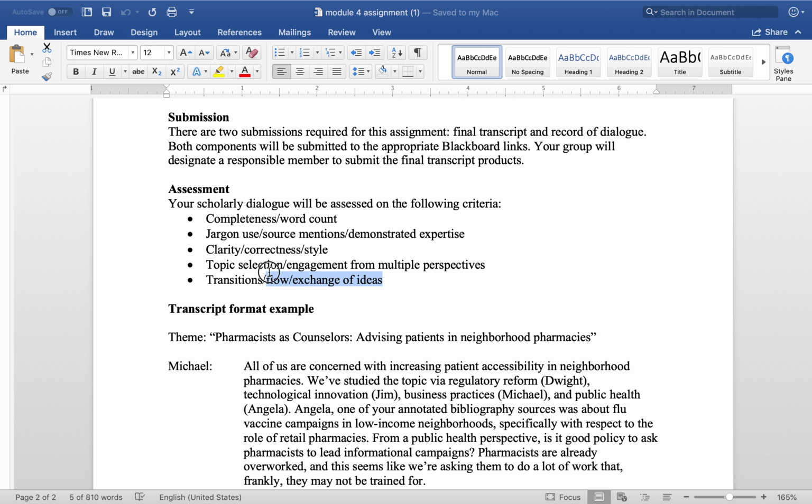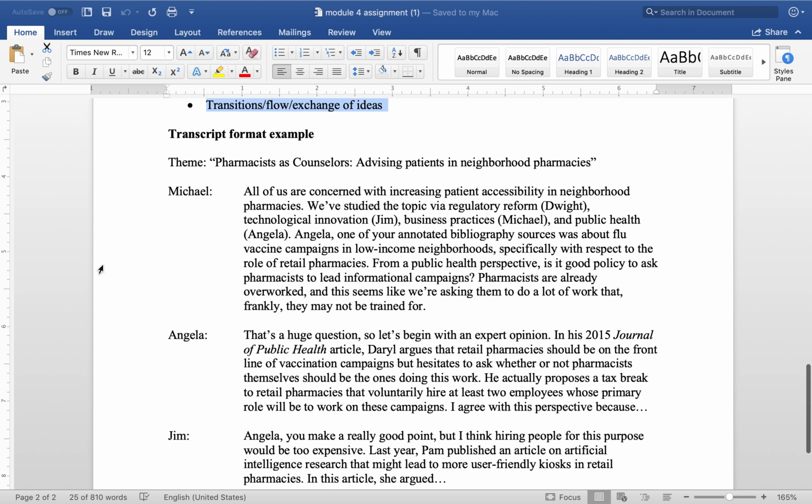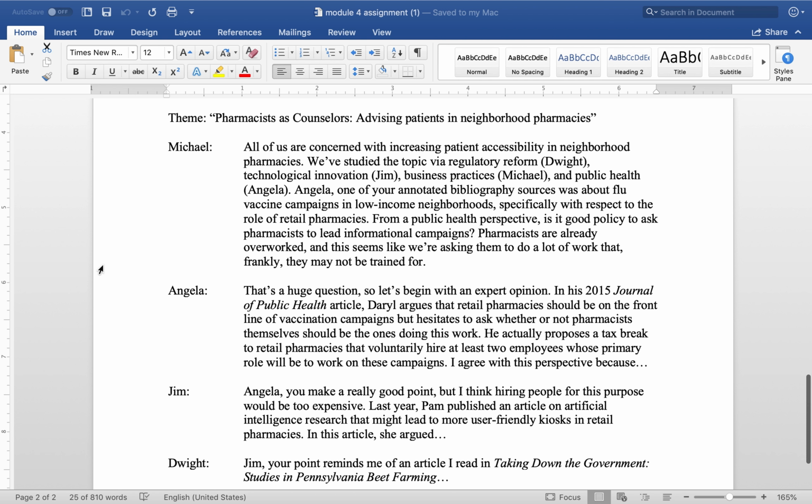So here are your points of assessment. Completeness, jargon use, clarity, correctness, style, topic selection, engagement, and transitions, flow, exchange of ideas. I think that's all fairly self-explanatory. And then I have a kind of example here of how this should be formatted. Now, the format's important because you'll notice I have the speaker, then we have a break, and then we have the dialogue. So if this looks like a script, it should, because it makes it easy to read and it mirrors an actual dialogue. So this is the format you want to use. And again, we'll look at that in the sample paper.